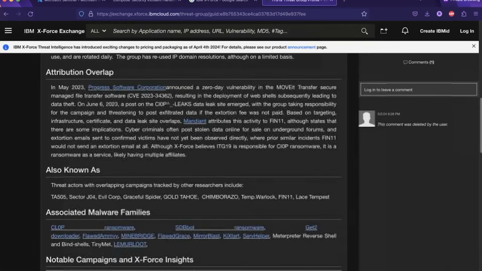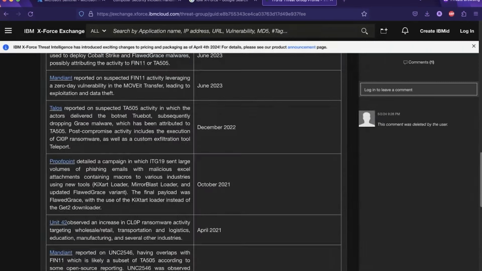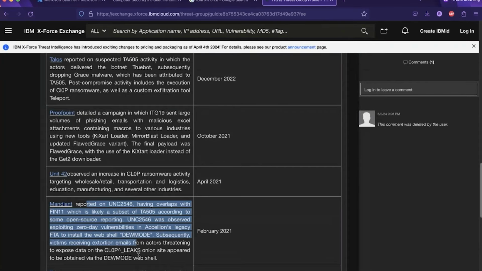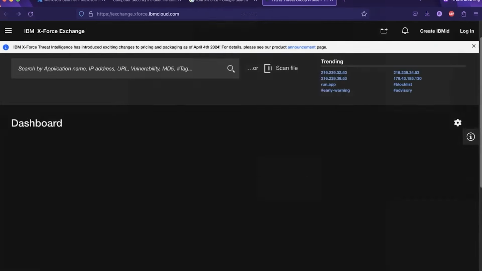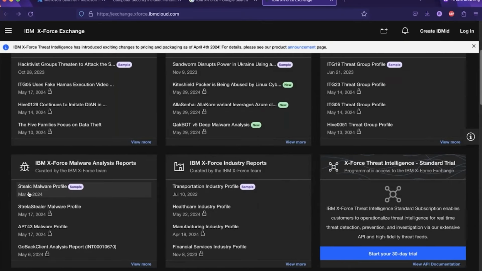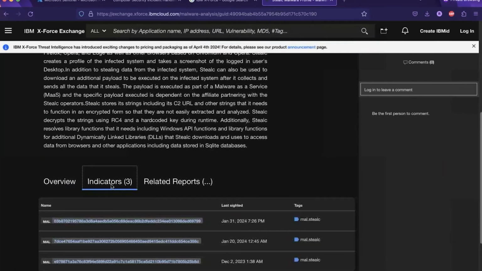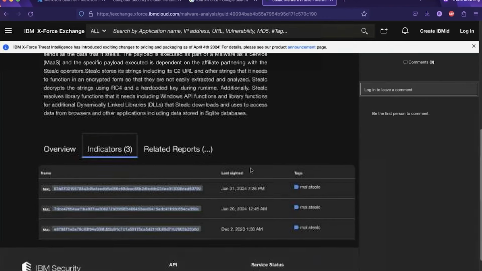This is simply samples that they are giving. They are not giving you the full thing. So you can see a comment was deleted by user, mandate report, telecom report, and all these kinds of things. If you keep looking, you'll see a malware analysis report. I hope it has something we can use, like indicators. Great, it has a few indicators.